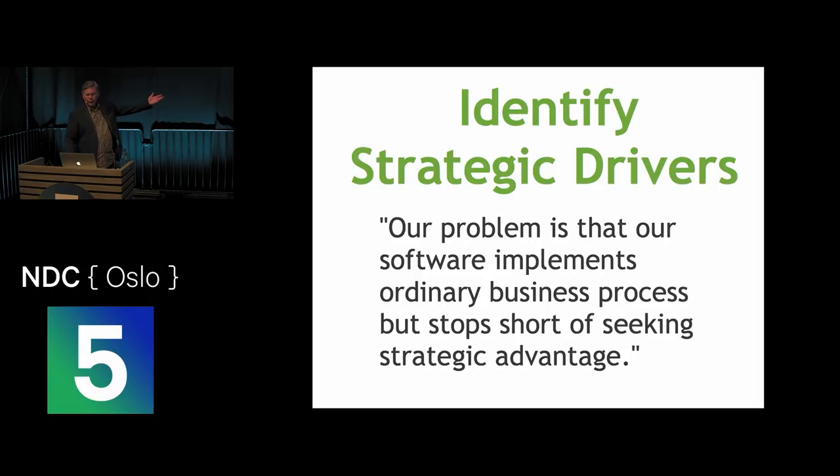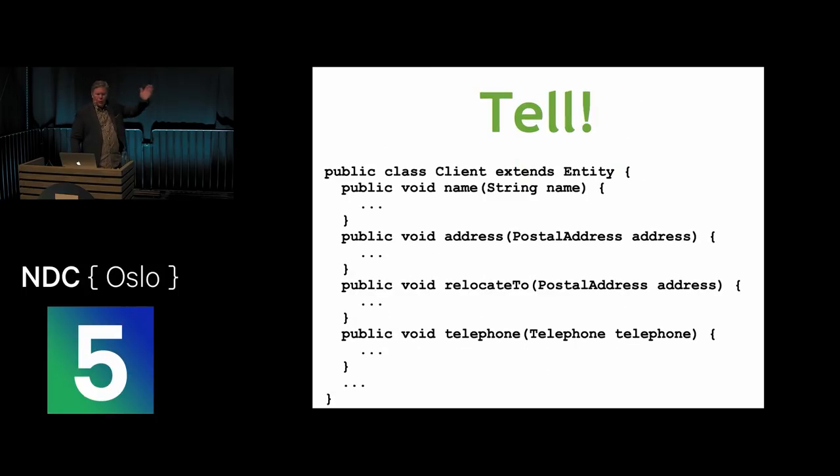And this is a thing too, right? We want to go beyond the ordinary. We don't want to have ordinary software where we're stopping at the ordinary business process, but we want to go well beyond that and seek strategic advantage. So we have to tell objects what to do, right? This client is no longer anemic. We're no longer setting a dozen different string values on fields or attributes. Instead, what we're doing is we're using rich behavior to tell the object, do this.